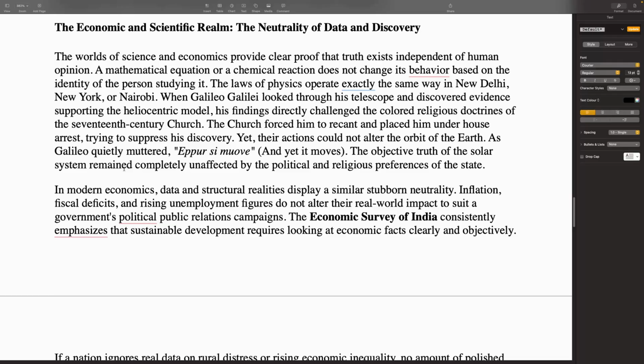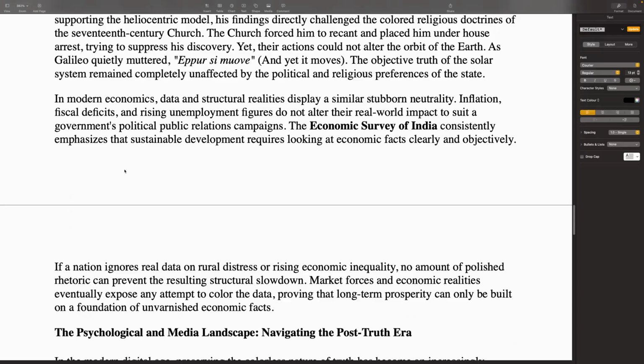Inflation, fiscal deficit, and rising unemployment figures do not alter their real world impact to suit a government's political public relations campaign. The Economic Survey of India consistently emphasizes that sustainable development requires looking at economic fact clearly and objectively.